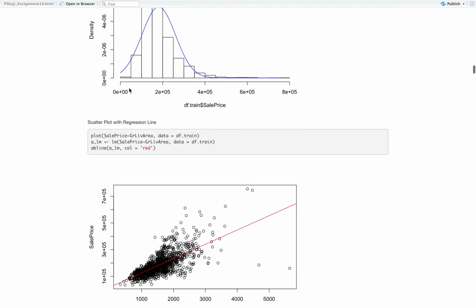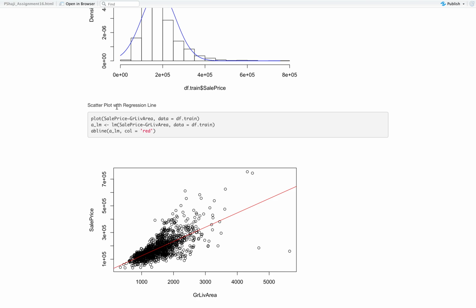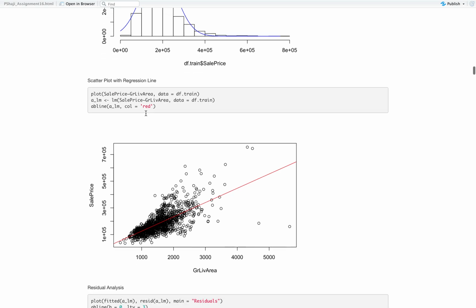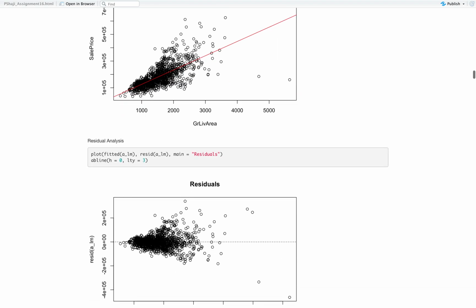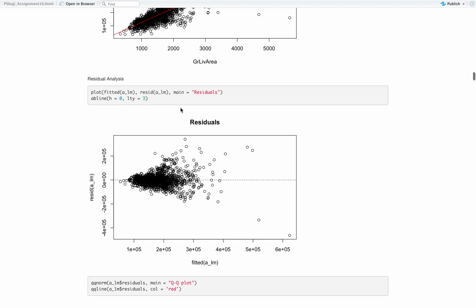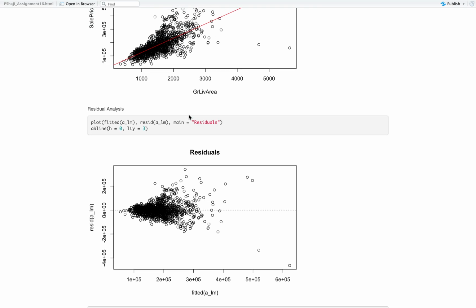And then we repeat the process and plot the regression line for the sale price versus the living area. And here we see the canonical form of the dots and some outliers. The residual analysis also shows us that the plots are nearly normal and a significantly linear model.